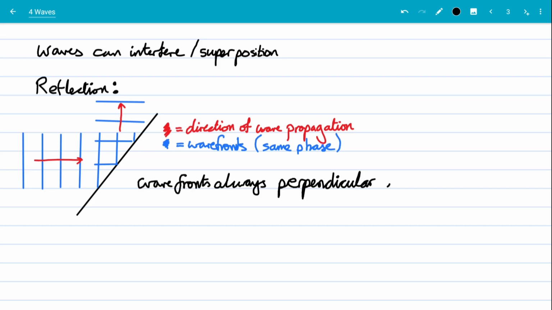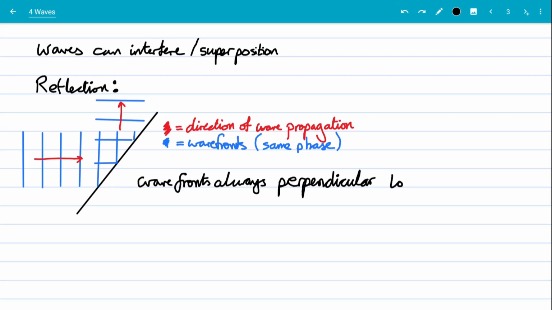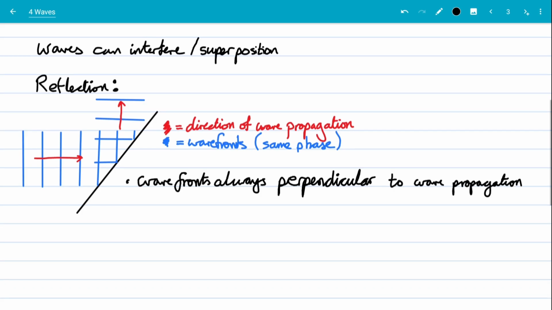Perpendicular to wave propagation direction. I'm not going to bother writing direction. So that's an important point, and we observe that.